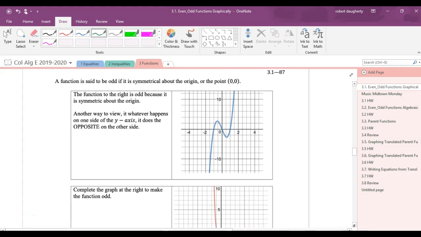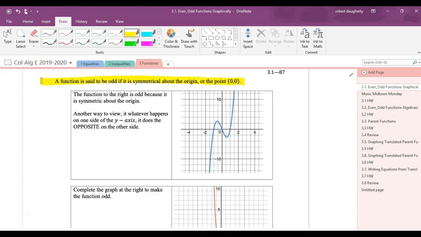Now let's talk about a function being odd. So even means it gets the same value, symmetrical about the y-axis. We will say that a function is odd if it is symmetric about the origin. The origin is the point (0, 0). So if it's symmetric about the origin, what it does on one side of the origin, it does a complementary thing on the other side of the origin.